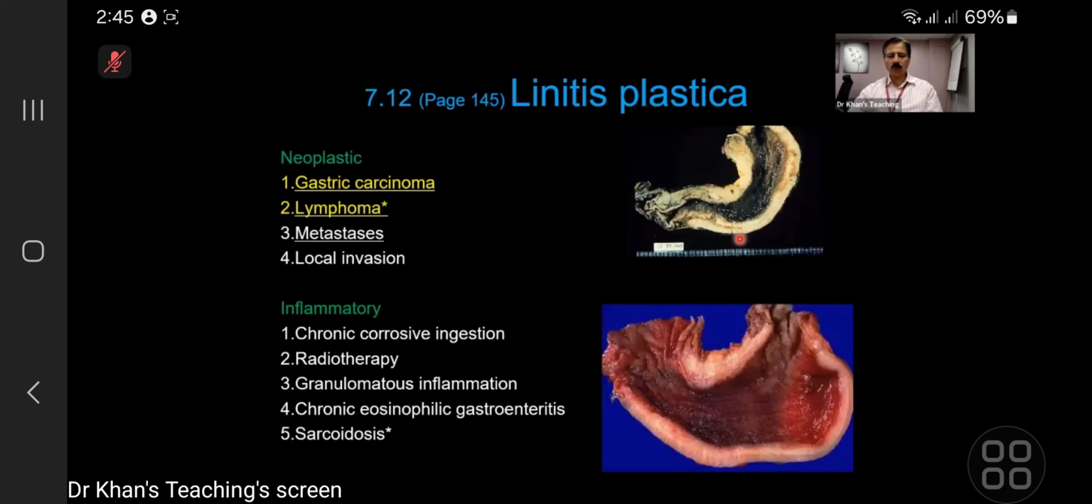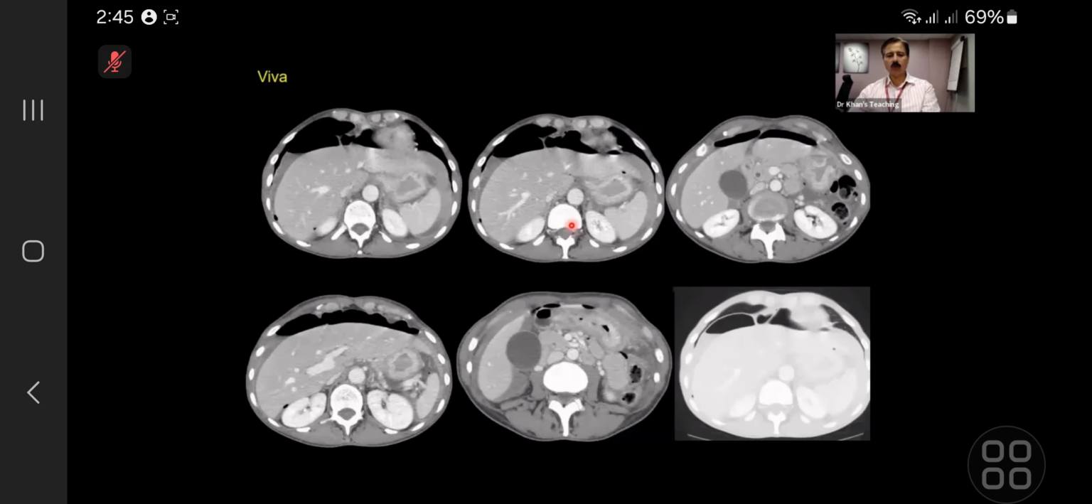There are many causes of linitis. The most common is gastric carcinoma. But lymphoma and metastasis, particularly metastasis from breast, can also cause linitis. So this patient had both of the entities. Last film for you, and then we will take a 5-minute break.